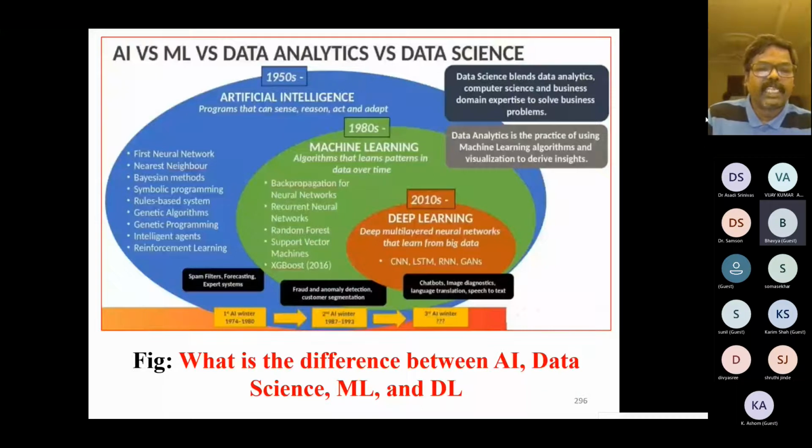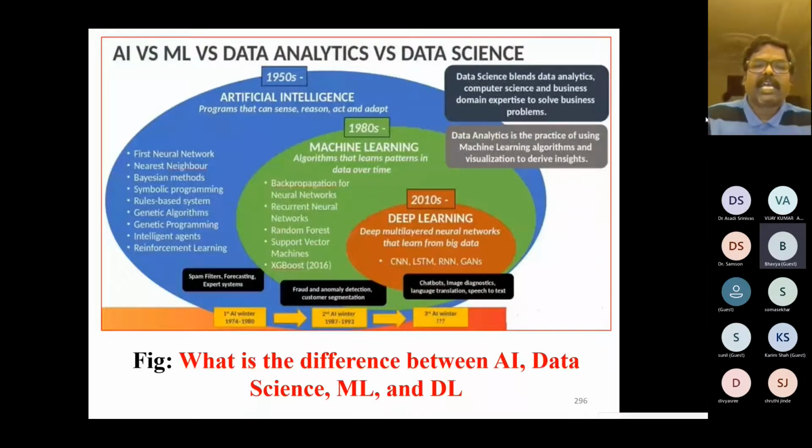1974 to 1980, we used spam filters, forecasting, expert systems. First AI winter, then second AI winter, 1987 to 1993. Then the third artificial intelligence winter, and right now we are using it. In the 1980s, machine learning came into the picture: algorithms that learn patterns in data over time. That is called machine learning. We are using backpropagation for neural networks, recurrent neural networks, random forest, support vector machine, XGBoost.